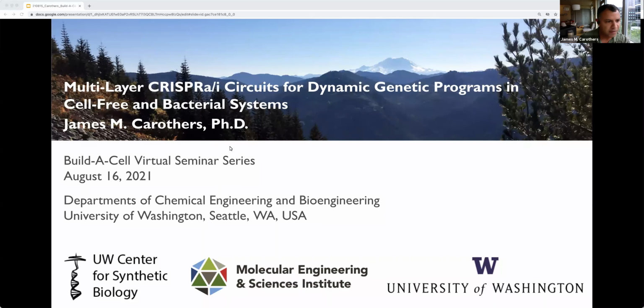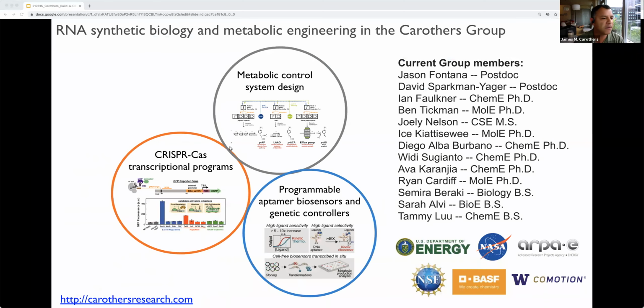In my group at the University of Washington, we essentially do three things. We use large-scale computational simulations to interrogate metabolic control system design spaces to try to identify configurations that might increase flux toward some kind of bioproduct that we'd like to make. The second thing that we do is we build CRISPR-Cas transcriptional programs to implement the results of those designs. And then the third thing that we do is engineer programmable aptamer biosensors as genetic regulators and as ways of reading out the functions of the systems that we build.